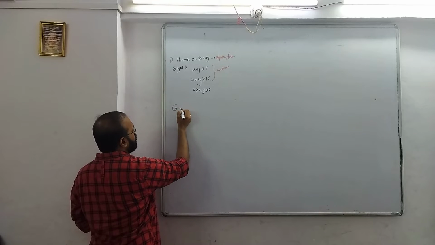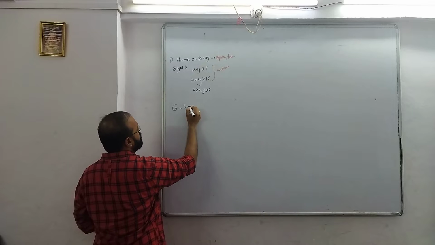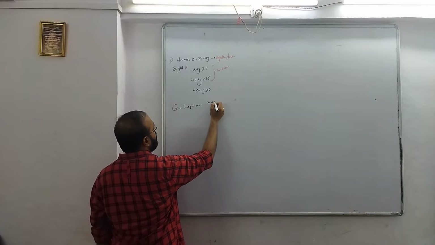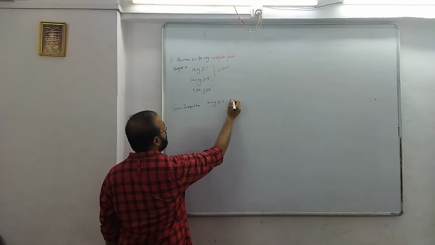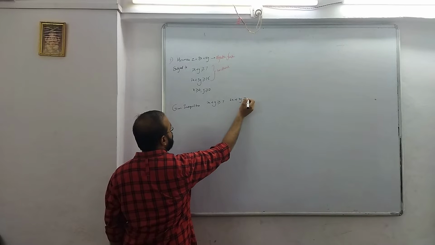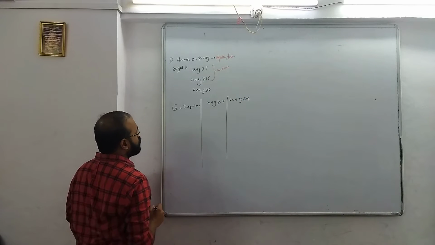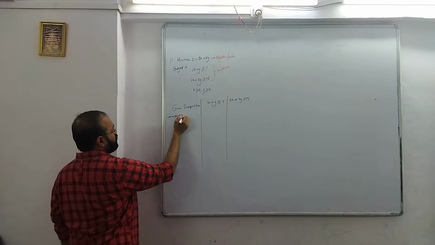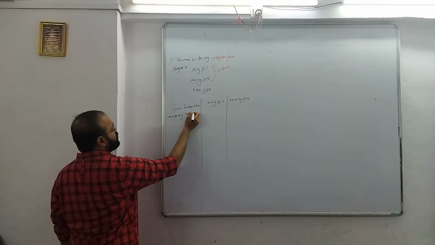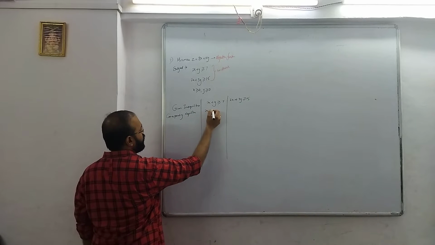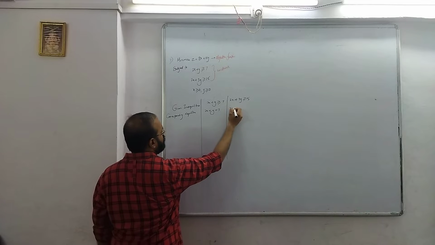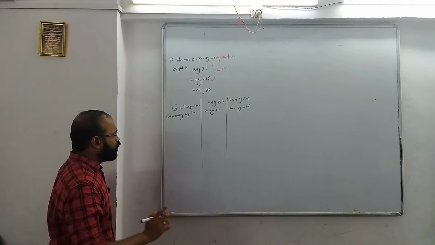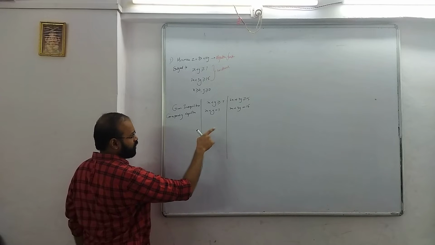Given inequalities. In the given inequalities we have 2x plus y greater than or equal to 7, 2x plus 3y greater than or equal to 15. So the corresponding equalities will be 2x plus y is equal to 7, 2x plus 3y is equal to 15. So these are the corresponding equalities. Now what we do is we try to draw both of them on a graph.